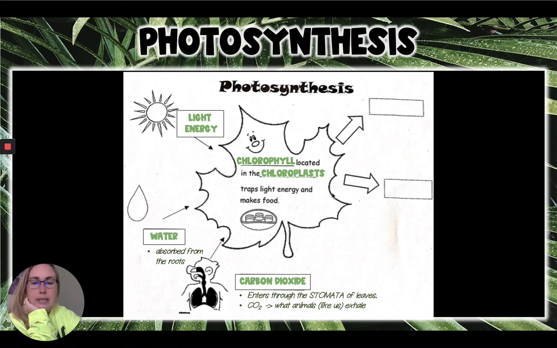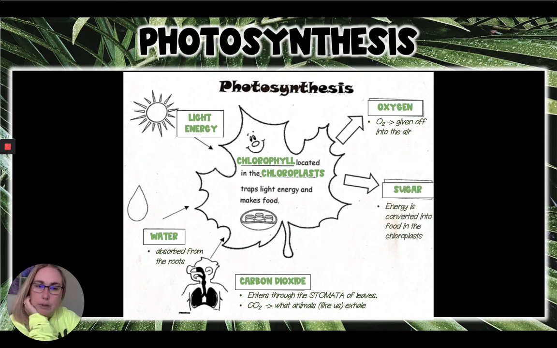All right, so we add these three ingredients inside the chloroplasts and the chlorophyll, and what happens? Well, one thing that happens is oxygen is released into the air. So you can add that on this side of your leaf. And the other thing that happens is we get a sugar molecule, which is the energy that's converted into food in the chloroplasts.